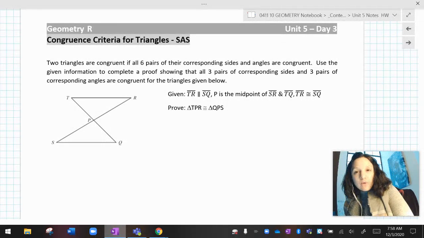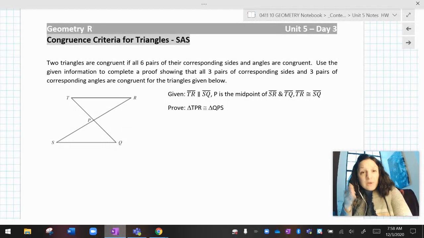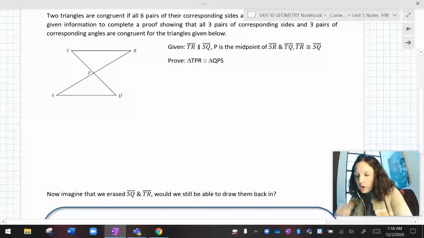Then we're going to do that by learning something called SAS. So we're going to start by saying, if I want to prove triangles congruent, the best way to do that is to make sure that I have 3 pairs of angles that are congruent and 3 pairs of sides that are congruent. If we look at this diagram, they gave us some givens, and they're asking us to prove that TPR is congruent to QPS.